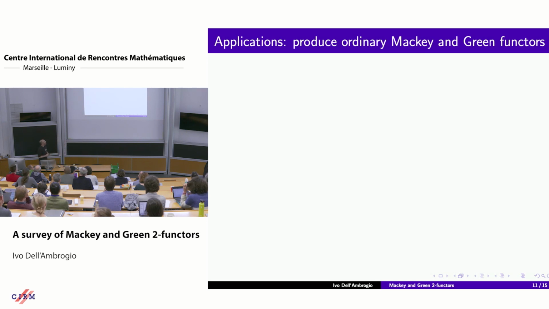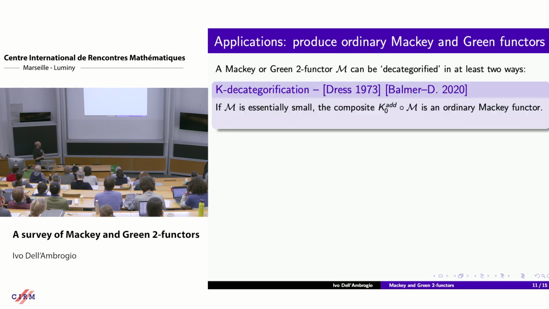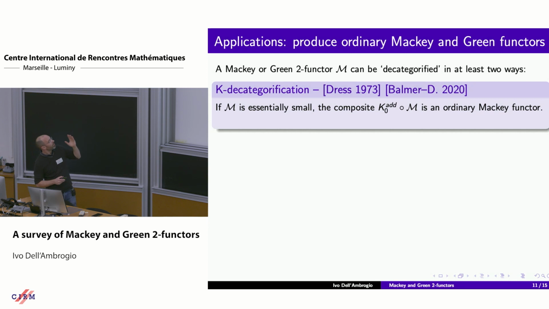That's maybe not surprising. So there is something which deserves the name of decategorification. In fact, there are at least two different ways, which are essentially different, of decategorifying and getting ordinary stuff. The first one is the most obvious. Maybe it goes back all the way to Andreas Dress. It says that if you have a Mackey 2-functor M, which has essentially small values, then you can take K0, right? The additive K0 of each category. The additive functors give you homomorphisms, and the isomorphic functors give you the same homomorphism. So no surprise, if you post-compose with the additive K0, you get an ordinary Mackey functor into abelian groups, right?